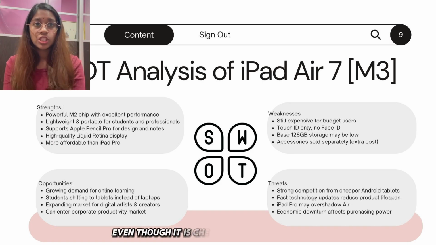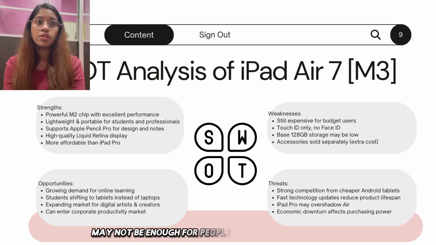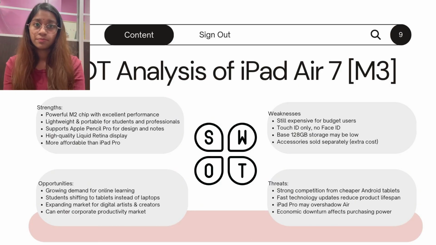Even though it is cheaper than the Pro model, it is still expensive for budget users. It also uses Touch ID instead of Face ID, which some users prefer. The base 128 GB storage may not be enough for people with many files or apps. And the accessories like the Magic Keyboard and Apple Pencil Pro are sold separately, which increases the total cost.